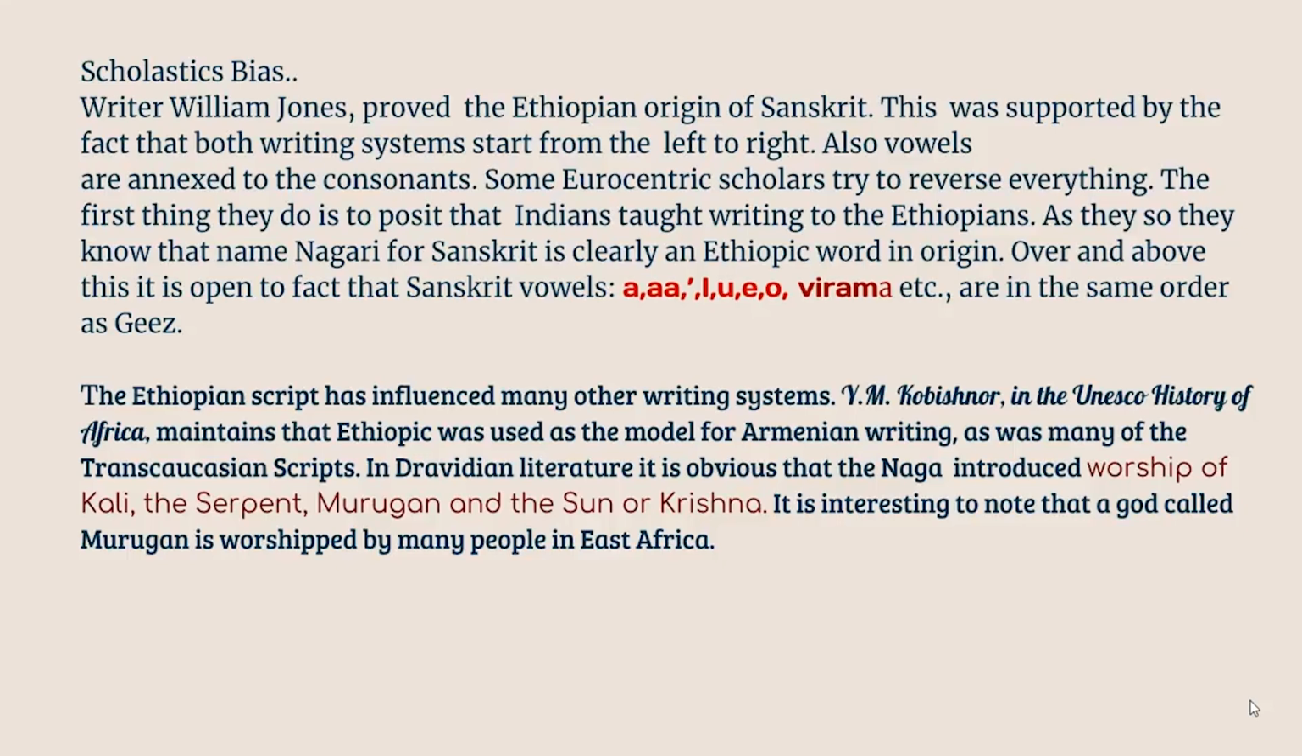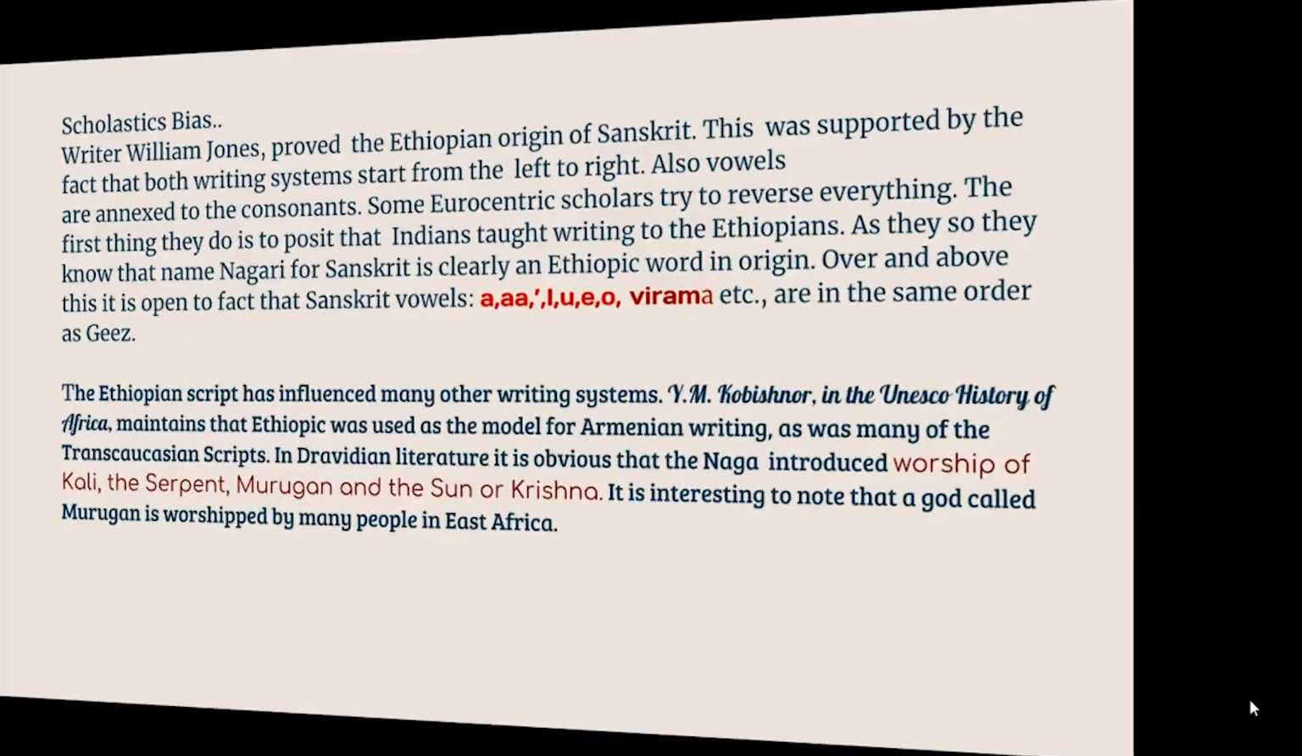In Dravidian literature, it is obvious that the Naga introduced the worship of Kali, the serpent, Murugan, and the sun worship, as well as Krishna reverence. It is interesting to note that a god called Murugani is still worshipped by some tribes in East Africa. The other name is Murungu. That's where it comes from, or Mulungu.